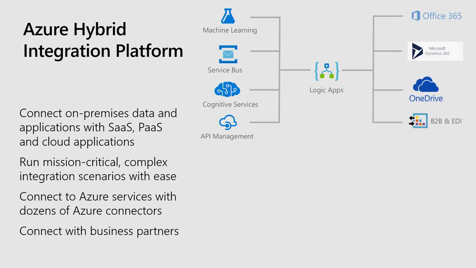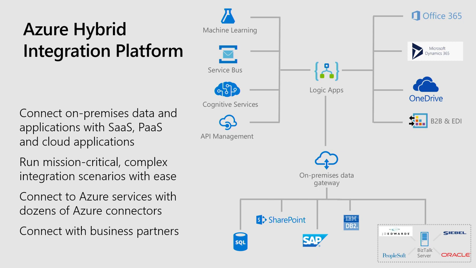And then on the other side are other clouds, Dynamics and Office, as well as third-party clouds like Salesforce and beyond, OneDrive, Google Drive, Dropbox, etc., as well as the B2B and EDI capabilities that we have for doing message translation to different formats to exchange data between organizations. And then we have the on-premises data gateway giving you hybrid connectivity to connect to SharePoint and SQL and SAP and DB2 and even this mainframe thing that you didn't know anything about and probably wish that you didn't and will quickly forget as soon as you leave the room.